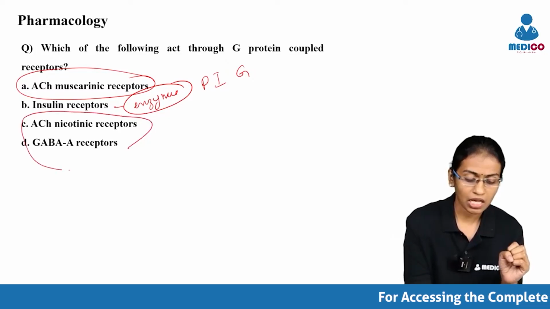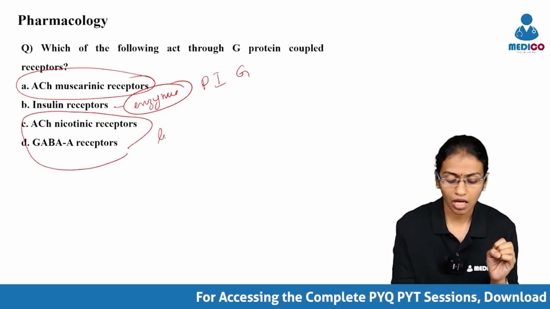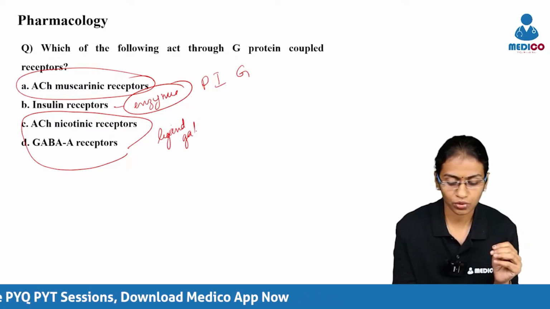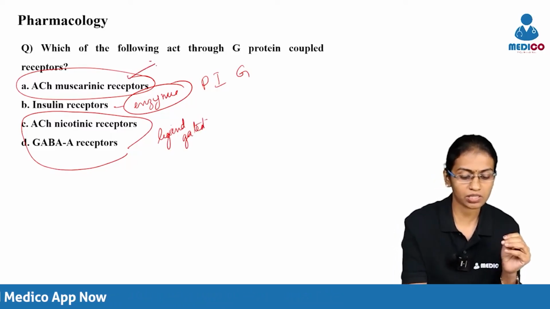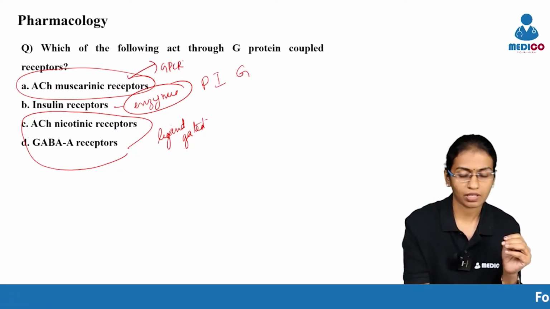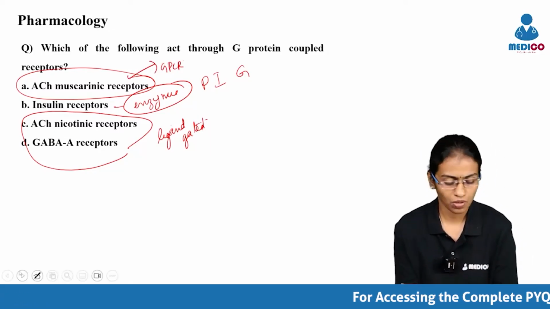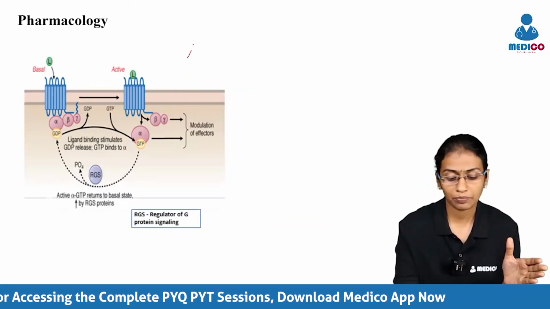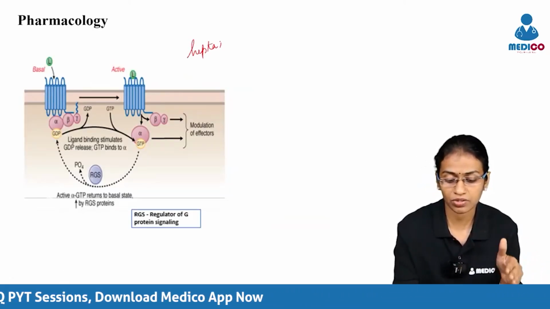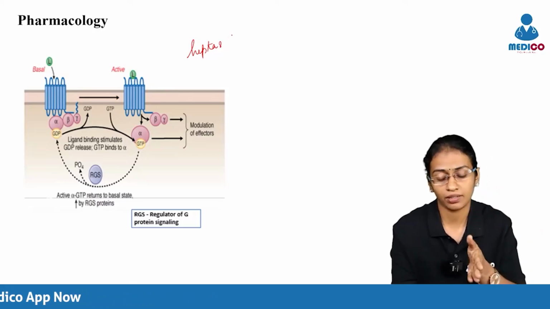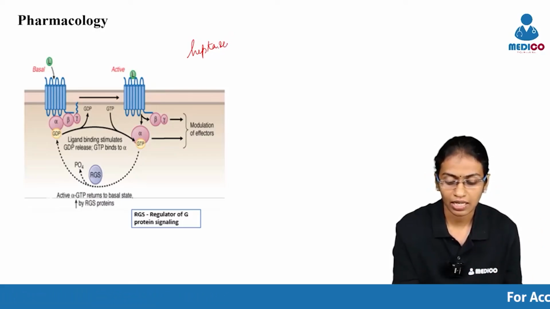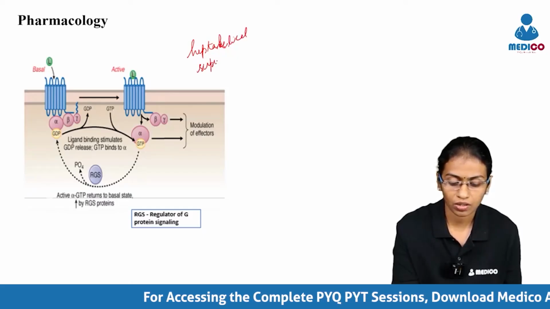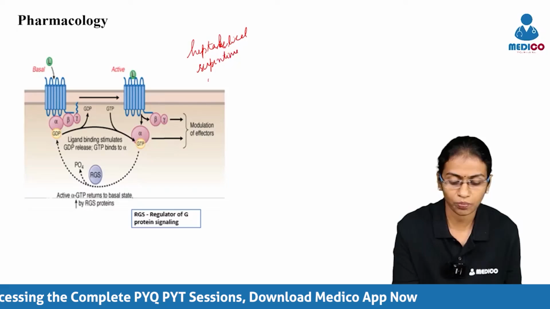Nicotinic receptors as well as GABA A receptors are ligand gated receptors or ionotropic receptors. Okay, so among these, the G protein coupled one is your acetylcholine muscarinic receptor. So what is basically this G protein? G protein receptors are otherwise known as heptahelical or serpentine because of the shape. They have 7 transmembrane chains in them. So they're called heptahelical or serpentine, or another name is metabotropic receptors.